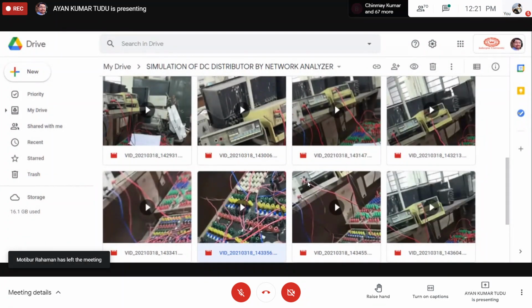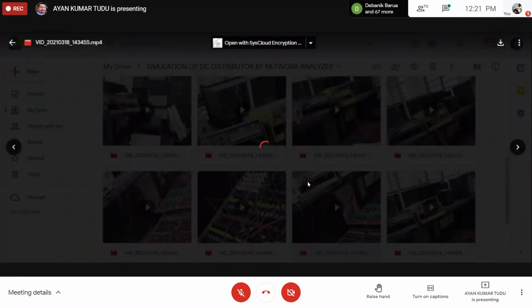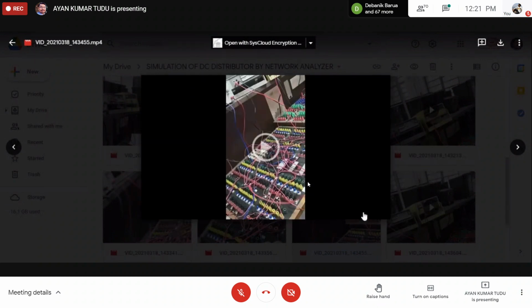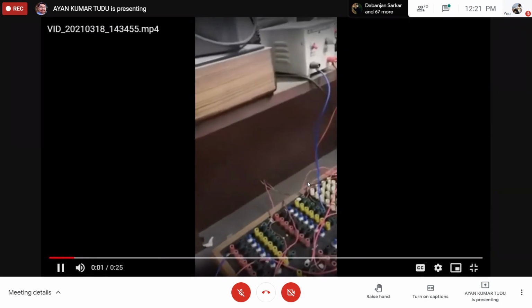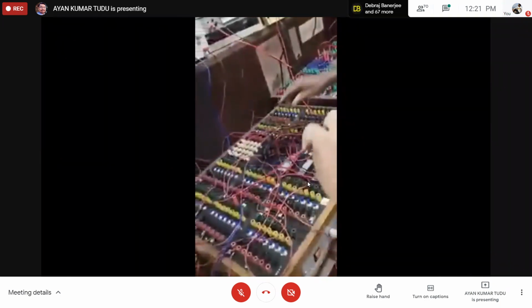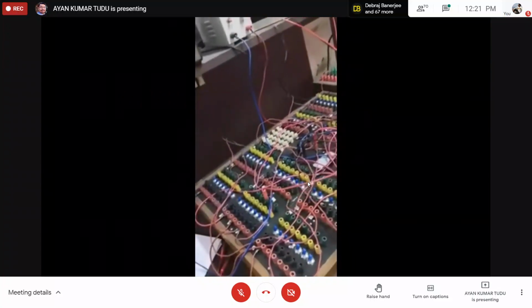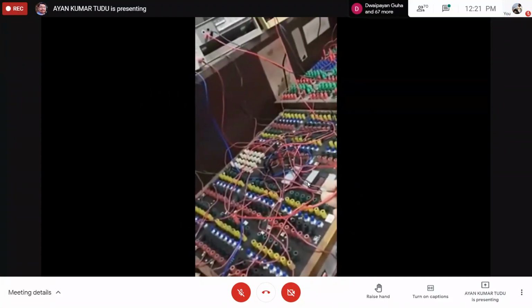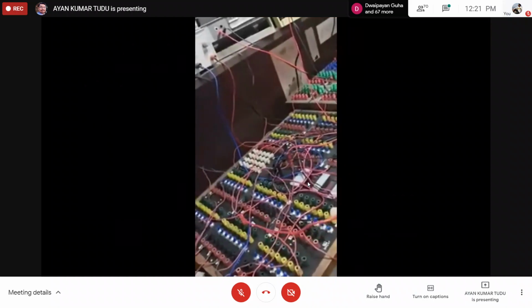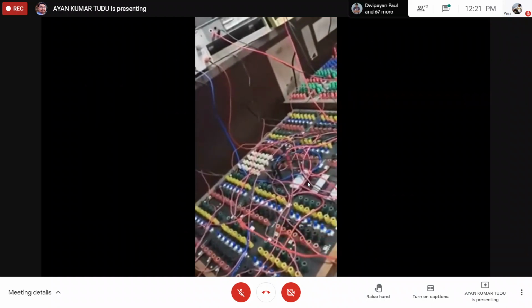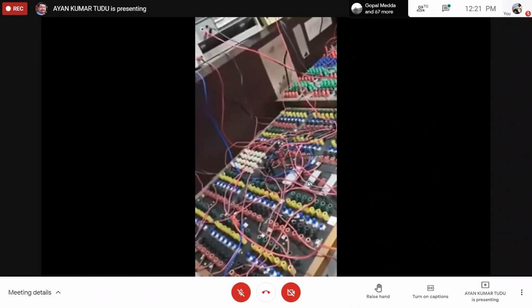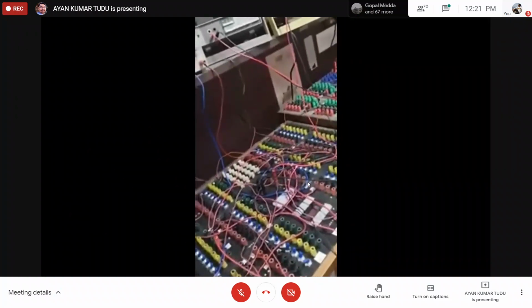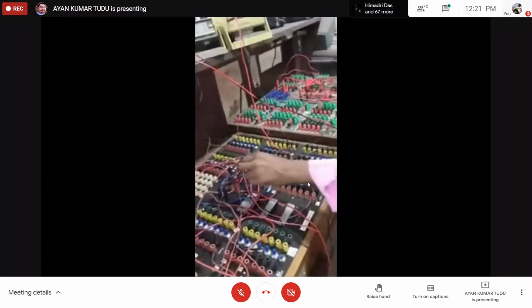We are talking about now both end feeding. As you can see now, PQ has been shorted here to simulate both end feeding. Now in the PQ distributor we are using both end feeding, and we will be measuring the same things like we have done previously.